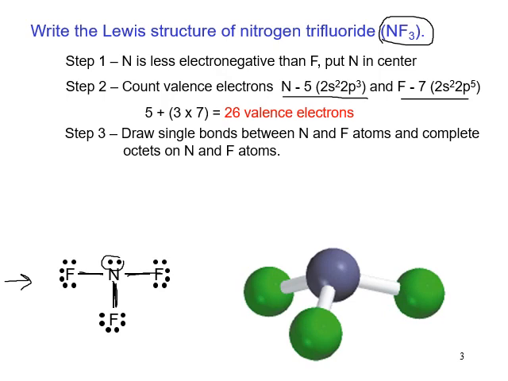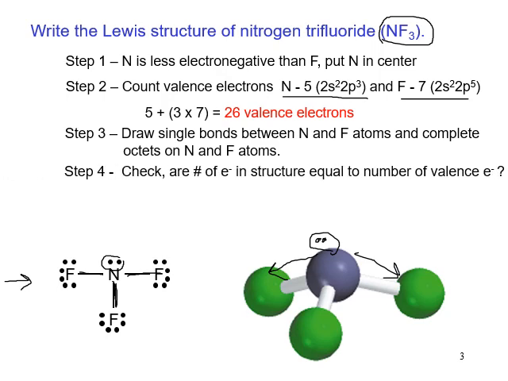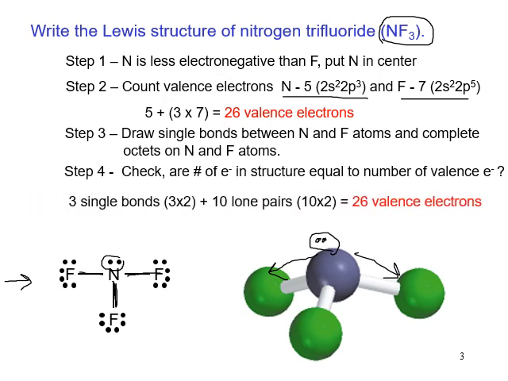So here's what the shape looks like of nitrogen trifluoride. The reason it's bent down this way is because there is a lone pair right here, and it's taking up space. So we'll talk about that more in chapter 10. So step 4, check that your number of electrons in your structure are equal. And sure enough, we went in with 26, and if you count your structure over here, you have 26. So there's an example of creating a Lewis dot structure for a molecule.